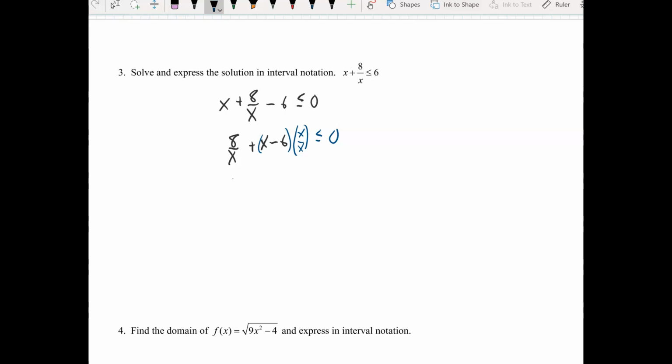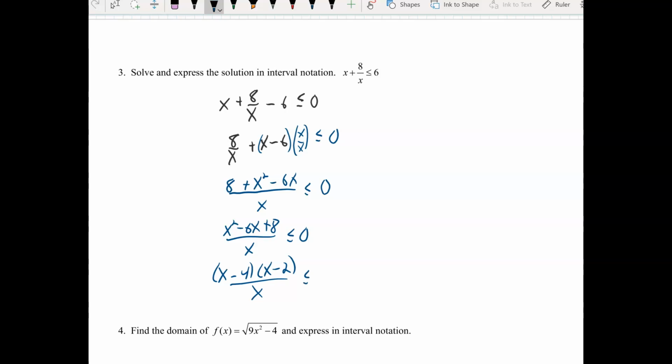So we distribute, and we get the 8 over here, and then we get an x squared minus 6x. The important thing to keep is that it's all over x, and don't ignore that denominator. So now we're going to be able to factor and see our 3 critical points. Let me put it in order first: x squared minus 6x plus 8 over x less than or equal to 0. Now let's factor, and we get x minus 4 times x minus 2 over x is less than or equal to 0.